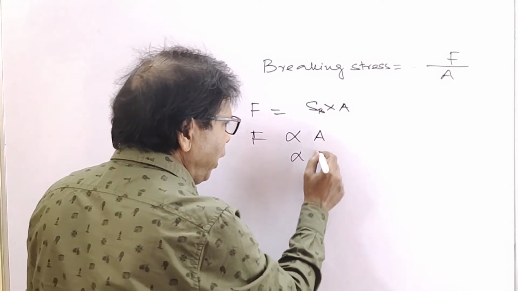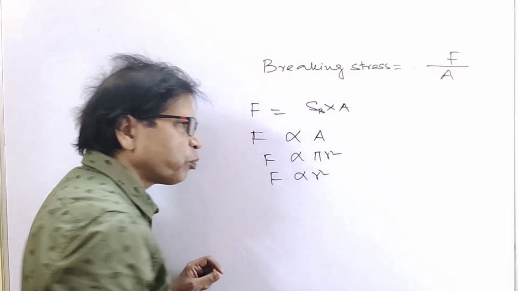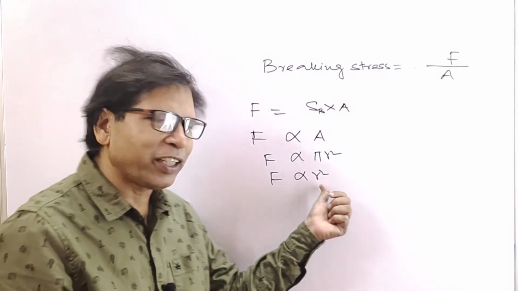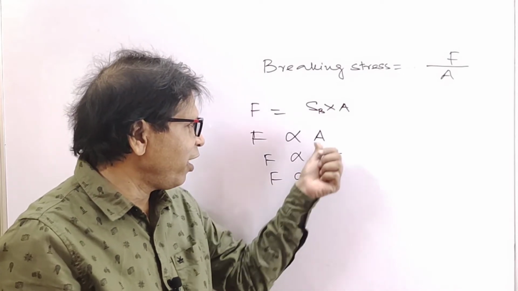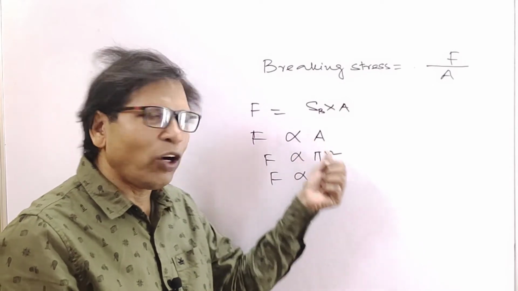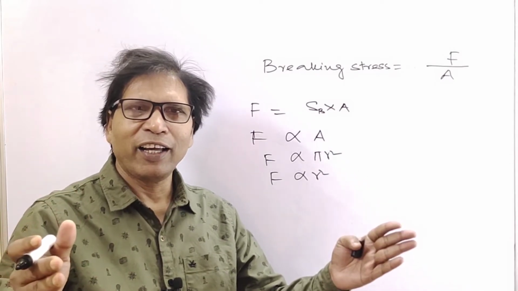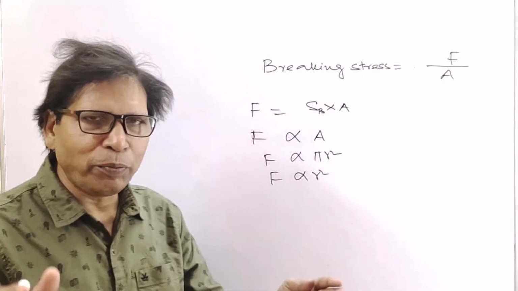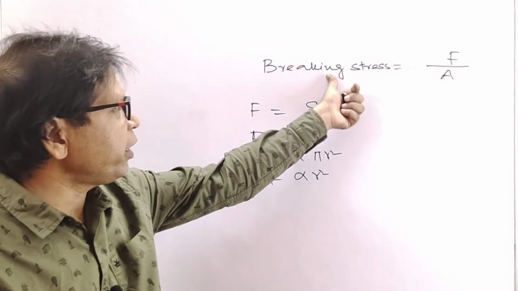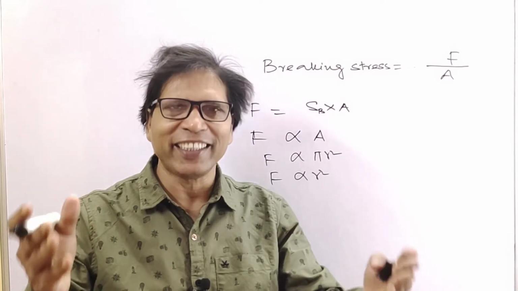Now A is pi r square, so here F is proportional to r square. So double the radius of cross section of wire, 4 times is the breaking force. Double the area of cross section, double the breaking force. It also depends on material but is independent of length of a wire. That is, breaking force for a wire of length L and 2L are identical. This breaking stress, which is breaking force by area of cross section, depends only on material.